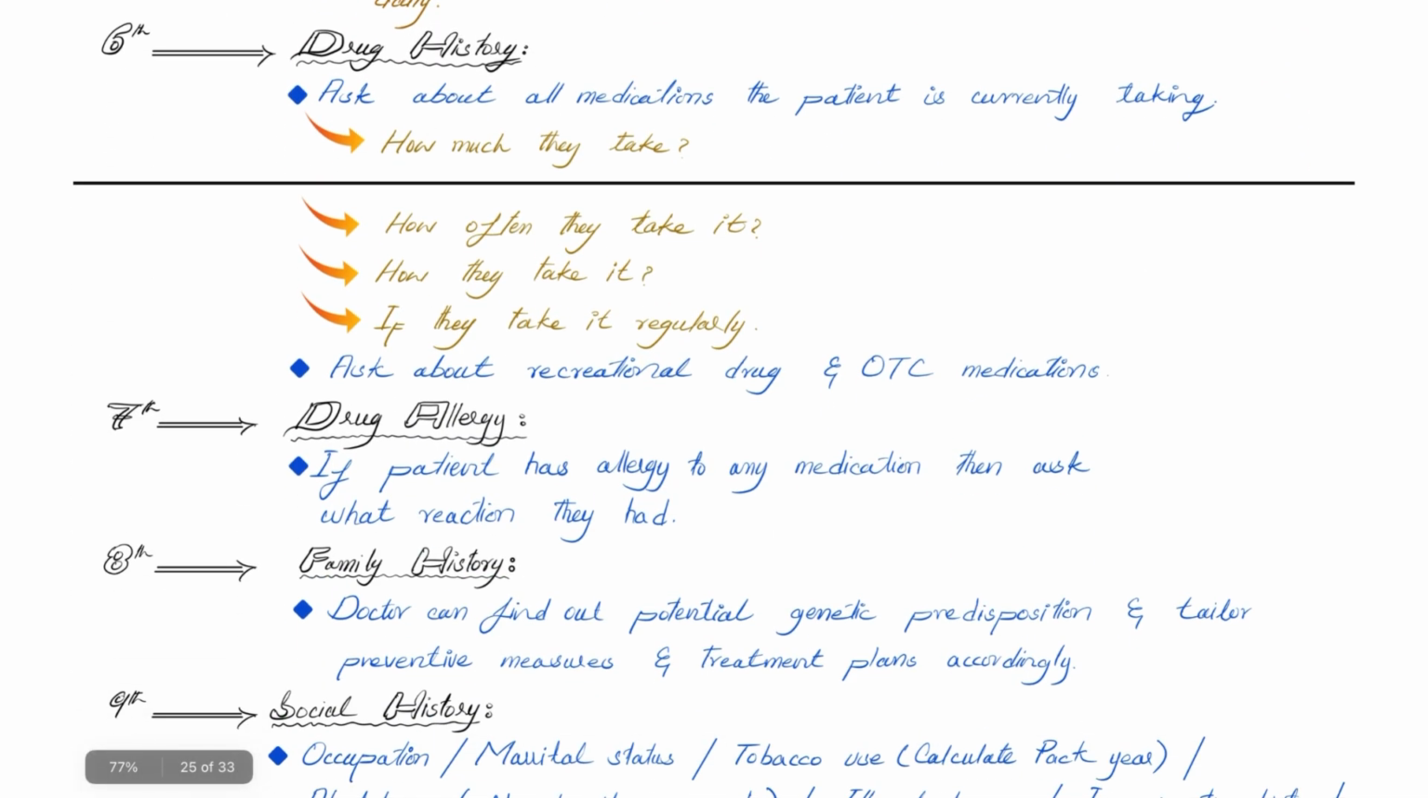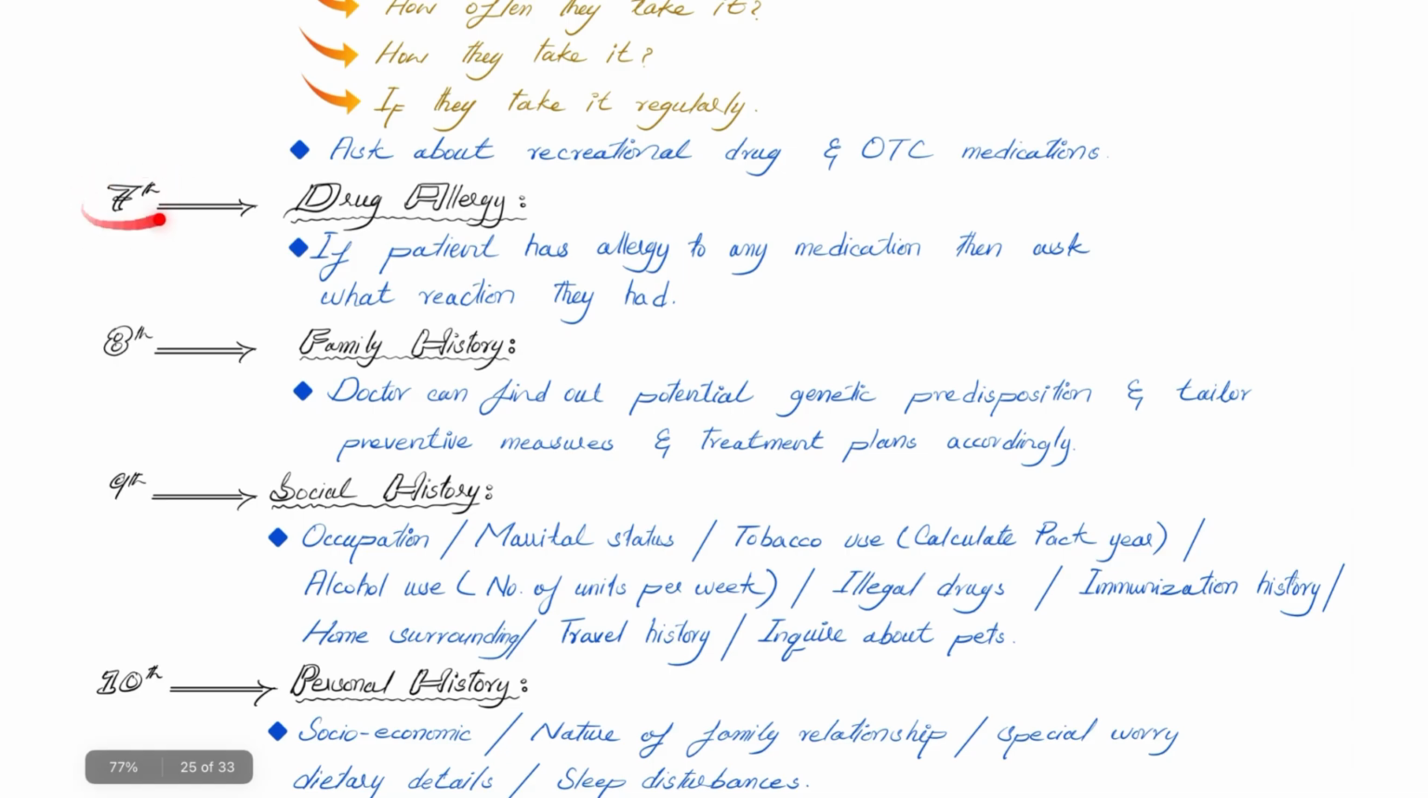Sixth component is drug history. Ask about all medication that the patient is currently taking, how much they take, how often they take it, and how they take it, meaning route of administration. Ask if they take it regularly or not, meaning does the patient have compliance with drug taking, and ask about recreational drugs or over-the-counter medication. Then the seventh component of history taking is drug allergy. If the patient has allergy to any medication, then ask what reaction they had.